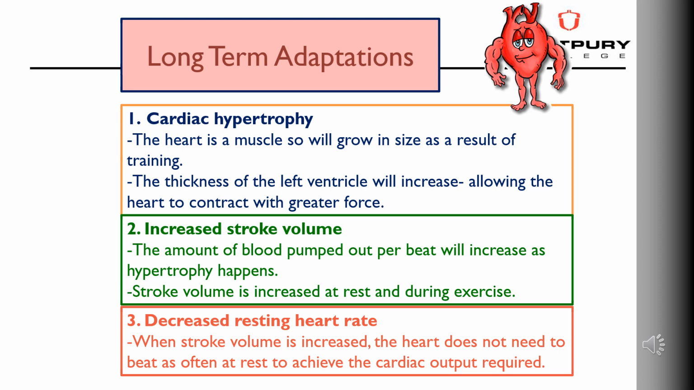Okay, so our long-term adaptations now, there are 7 of these, so this is 3 of them. We've got cardiac hypertrophy, and that's when the muscle will grow in size as a result of training, and that's the thickness of the left ventricle will increase, allowing the heart to contract more with greater force. Okay, we get an increased stroke volume, and that's the amount of blood pumped out of the heart per beat, which will increase as hypertrophy happens. And stroke volume is increased at rest and during exercise as well, which means our cardiac output is greater.